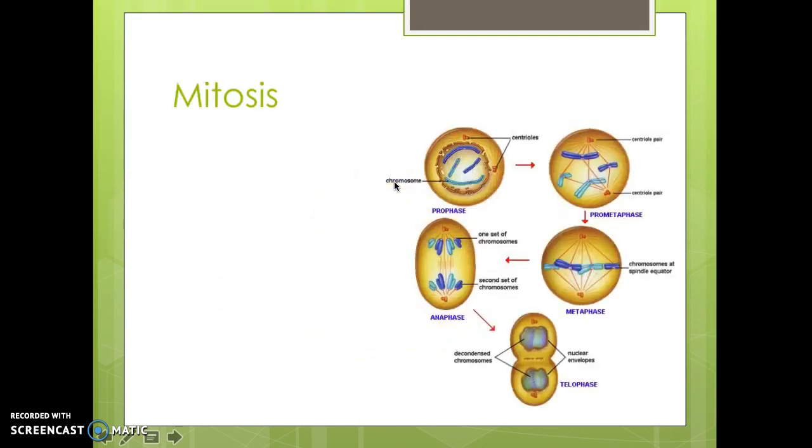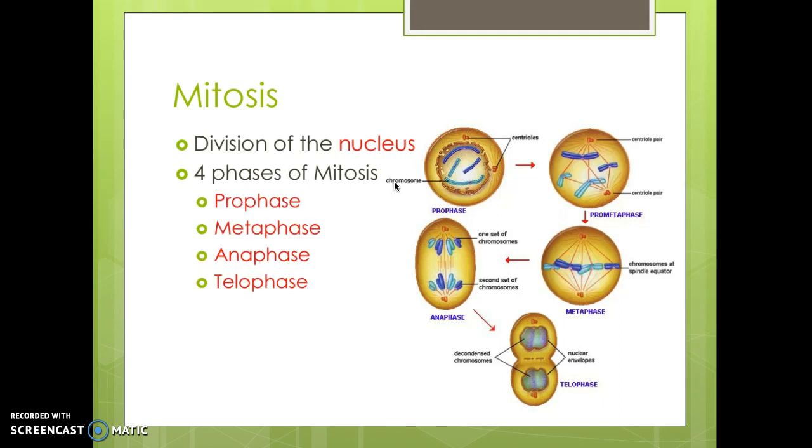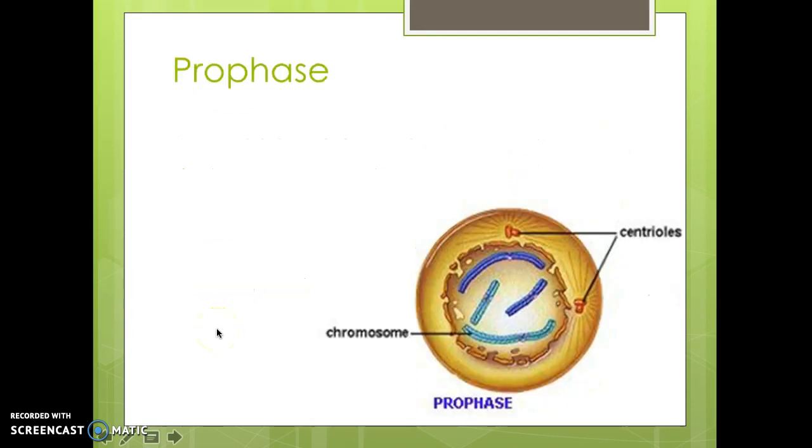So mitosis is the division of the nucleus. That is going to occur when the cell begins to divide to make a new cell. There are 4 phases: prophase, metaphase, anaphase, and telophase. A way to remember this is PMAT.